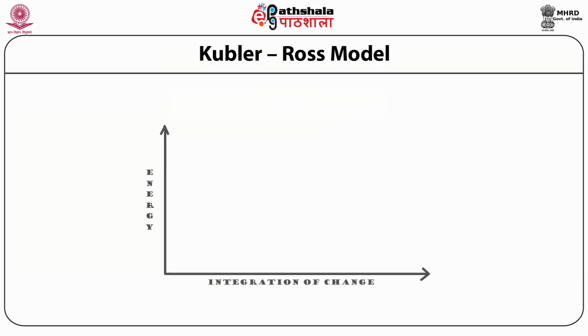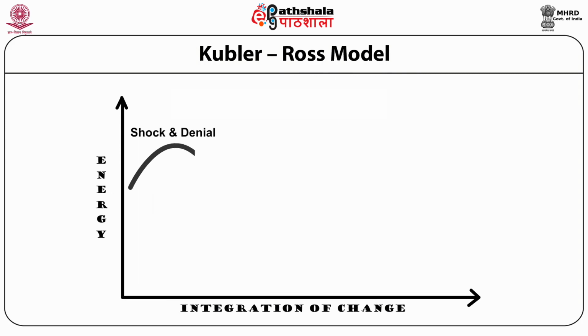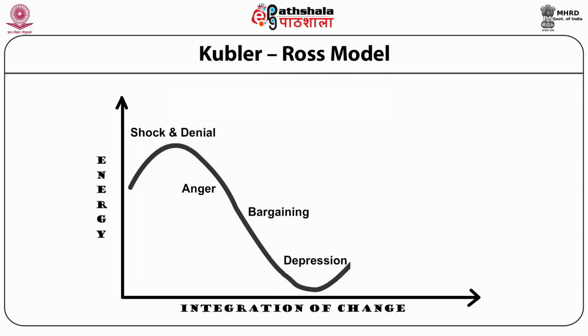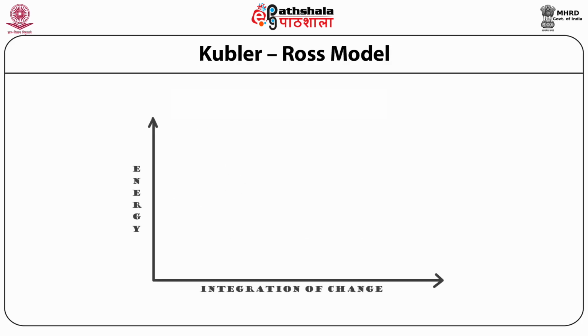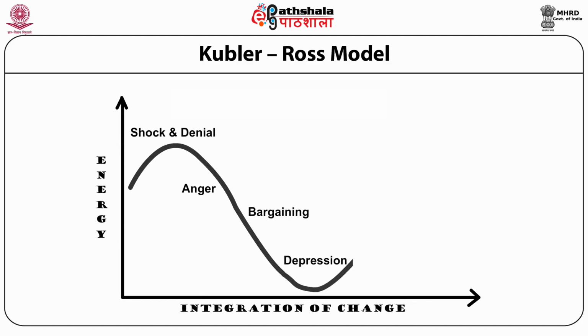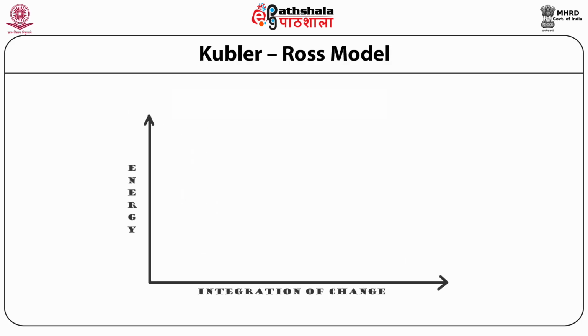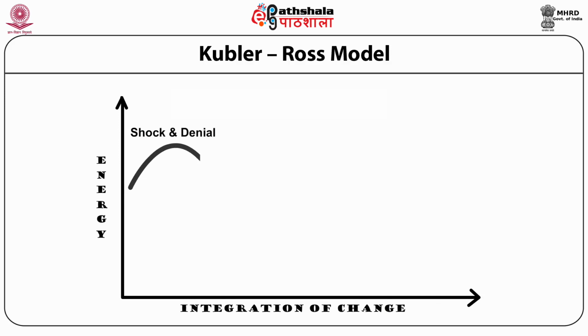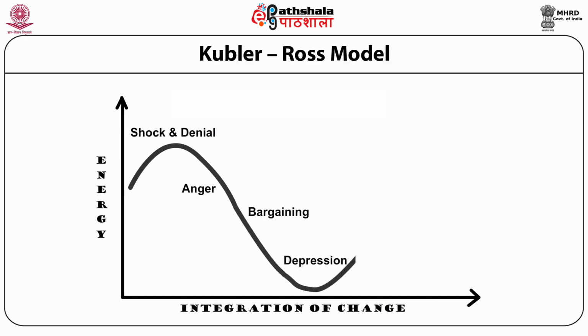Now let us look into the third model, that is the Kubler-Ross model. According to the Kubler-Ross model, there are the following stages which are part of the change process. If you see, at the initial phase, there is too much energy that is brought into the team that the change is important. But there is a shock and denial at the initial phase. Though the change is required, there are many people who deny that the change is really required.